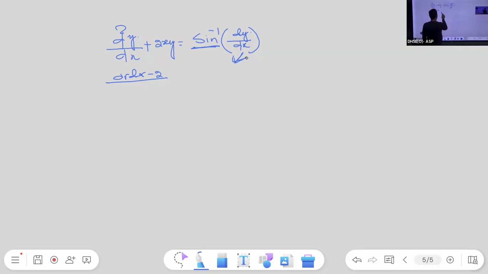Or we can write d cube y upon dx cube plus d square y upon dx square is equal to e raised to the power dy upon dx. Here order is 3 and a degree doesn't exist, right?